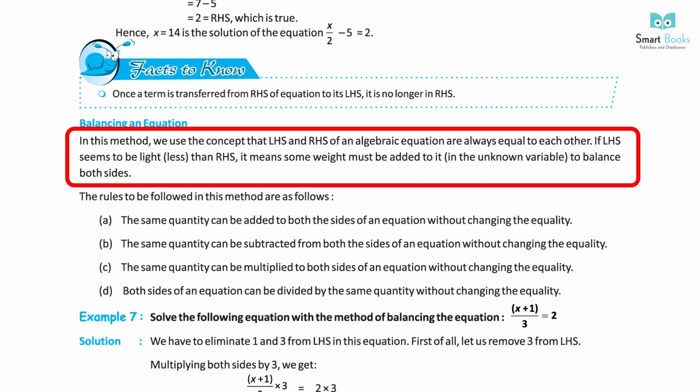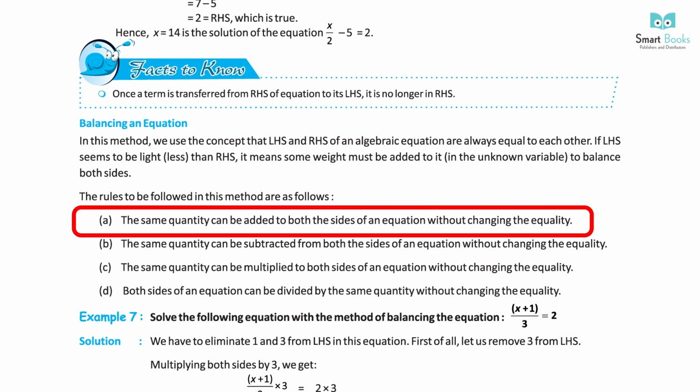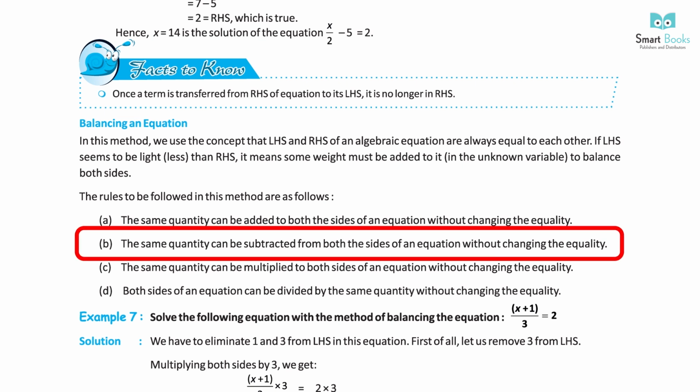If the right hand side seems to be less than the left hand side, it means some weight must be added to it in the unknown variable to balance both sides. The rules to be followed in this method are as follows. A. The same quantity can be added to both the sides of an equation without changing the equality. B. The same quantity can be subtracted from both the sides of an equation without changing the equality.